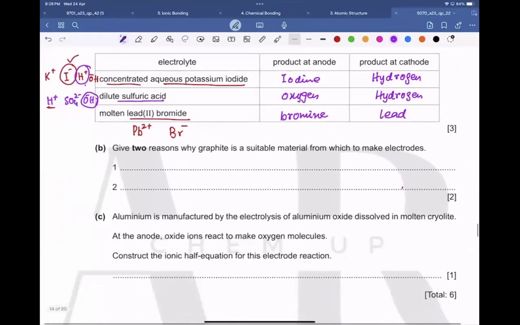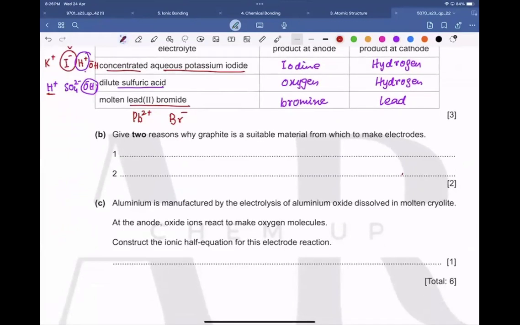Now, next part. Give two reasons why graphite is a suitable material to make electrodes. So if you recall the reason behind it, the first one is that it is unreactive, it is inert, yeah, very good. It is a good conductor of electricity. And there is another reason, that it has a very high melting point. That's why it is used for the extraction of aluminium.